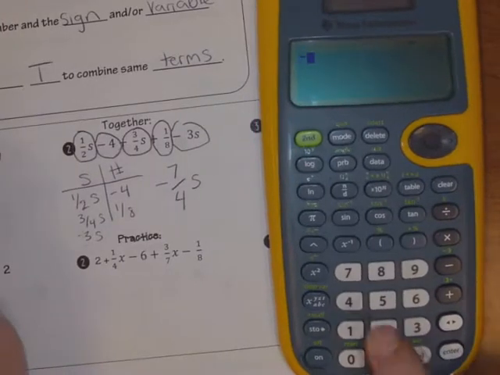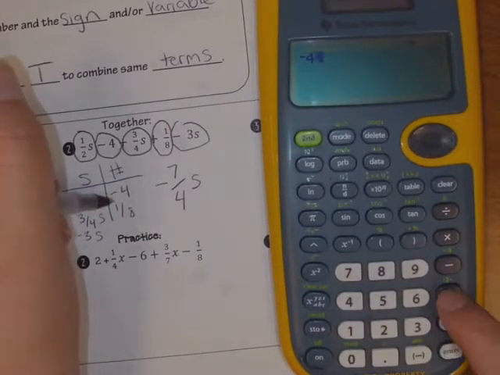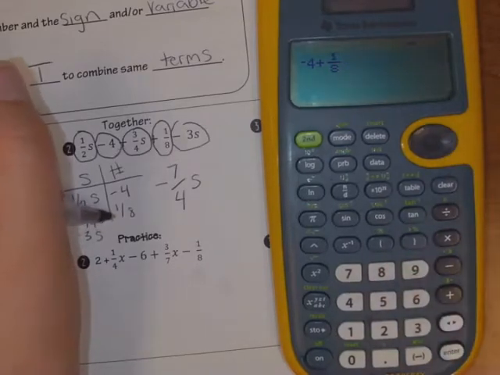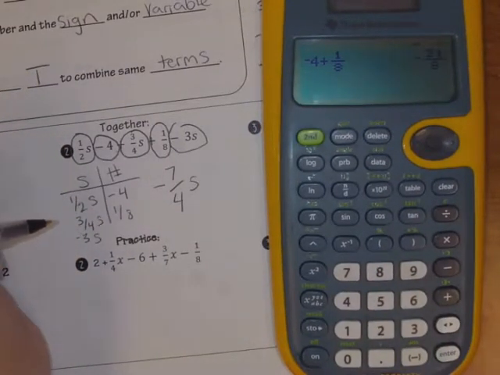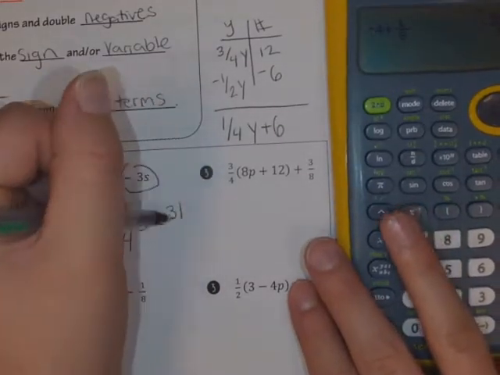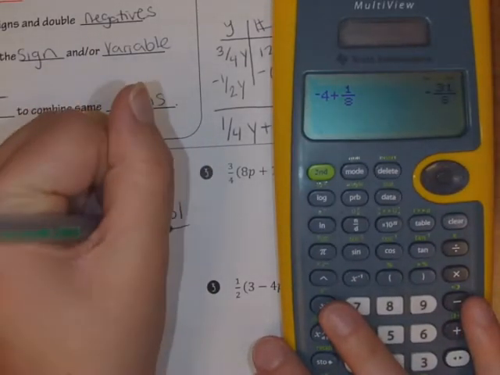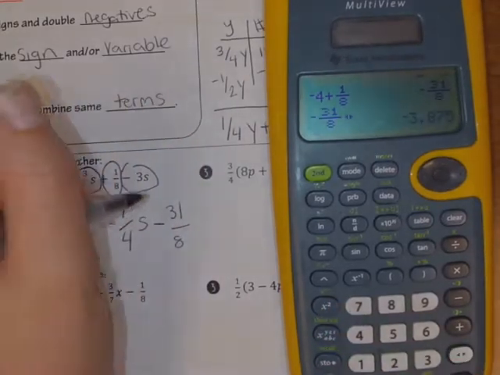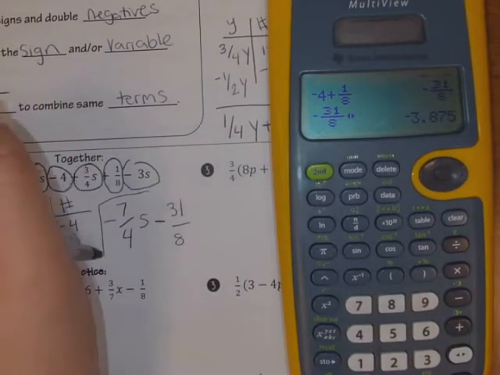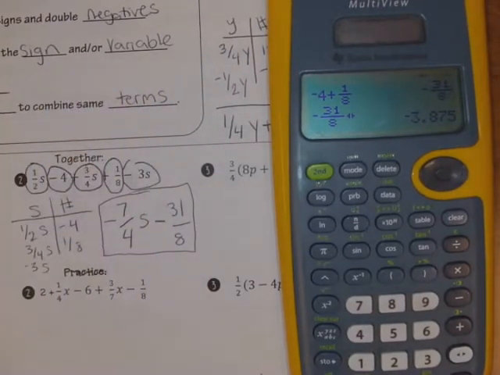Now I have -4 plus 1/8 equals -31/8. You could have also written -3.875. Either way is right.